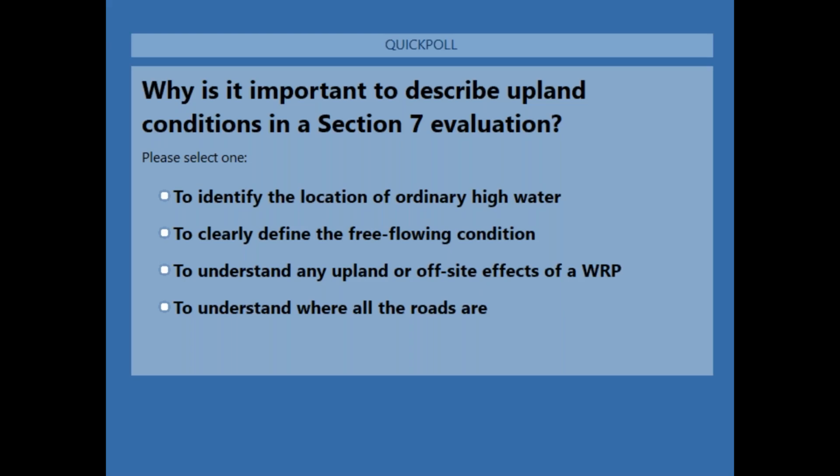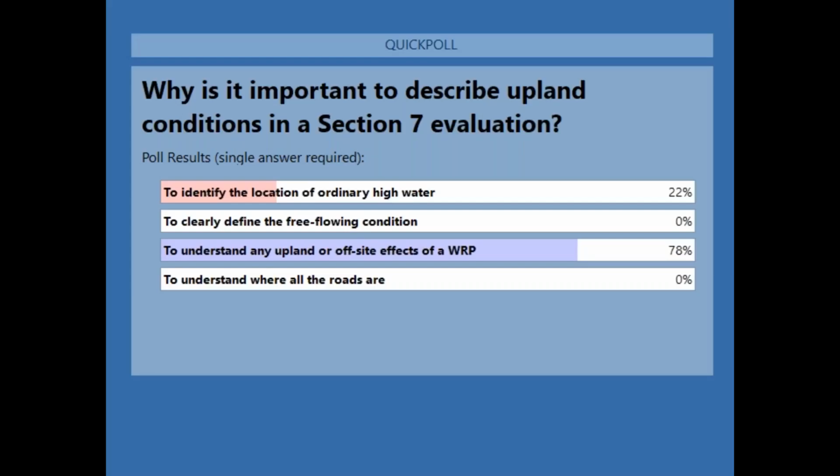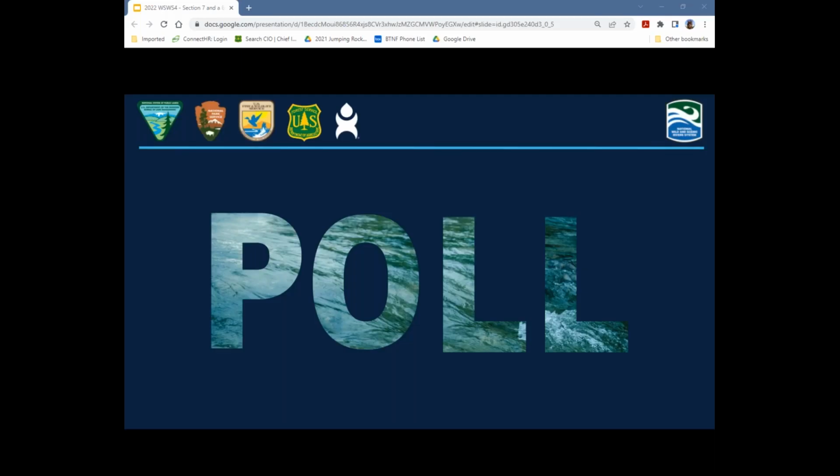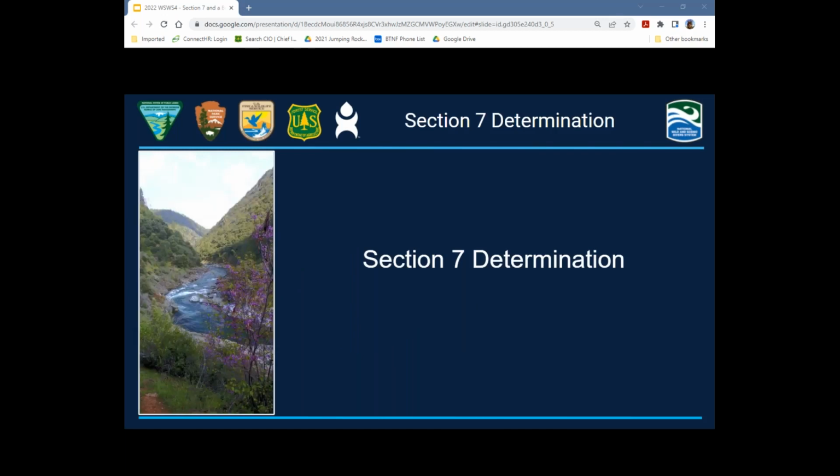All right, I'm going to go ahead and close and share. Looks like 78%, majority of you all got it. You guys are getting smarter by the minute. All righty. To understand any upland and offsite effects of a water resources project. They're just not all underwater. All right. Going on from here is going to be Jim McCartney. Back to you in the studio, Jim.